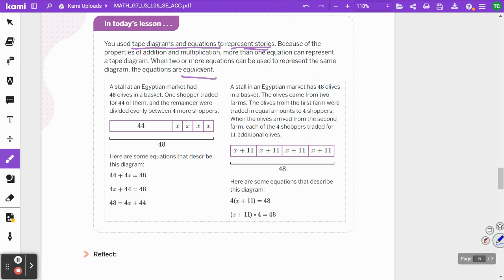Sorry for that interruption. So when two or more equations can be used to represent the same diagram, the same real-world situation, we say that those equations are equivalent equations.